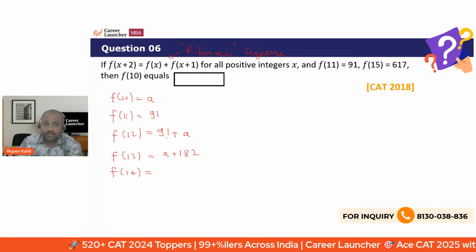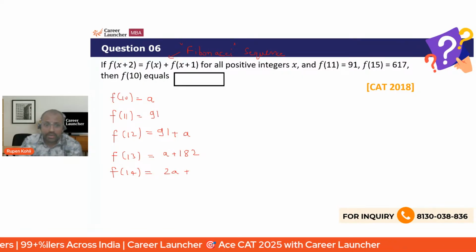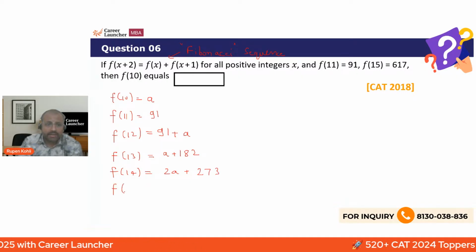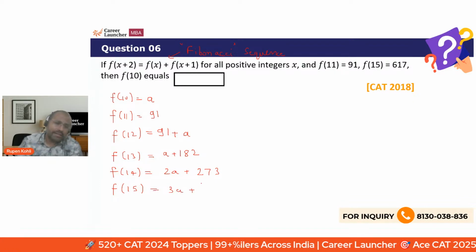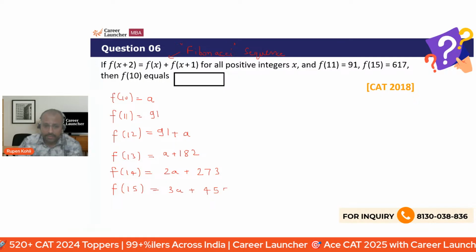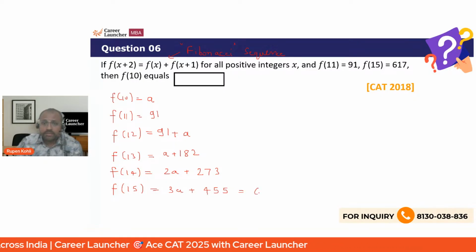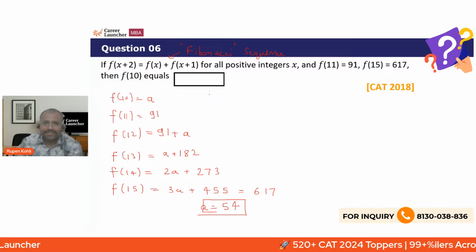F of 14 is the sum of these two values, so 2a plus 273. And finally f of 15 is the sum of these two, 3a plus 455. So finally we have the equation 3a plus 455 is 617. That gives us a as 54.